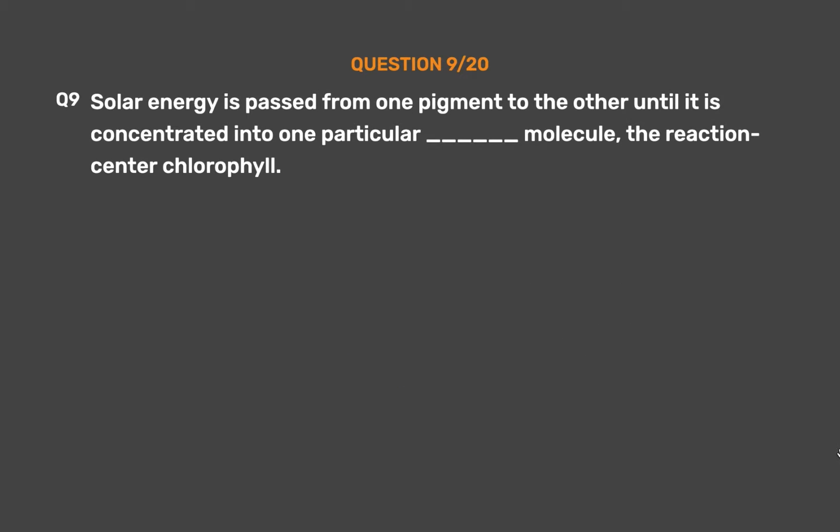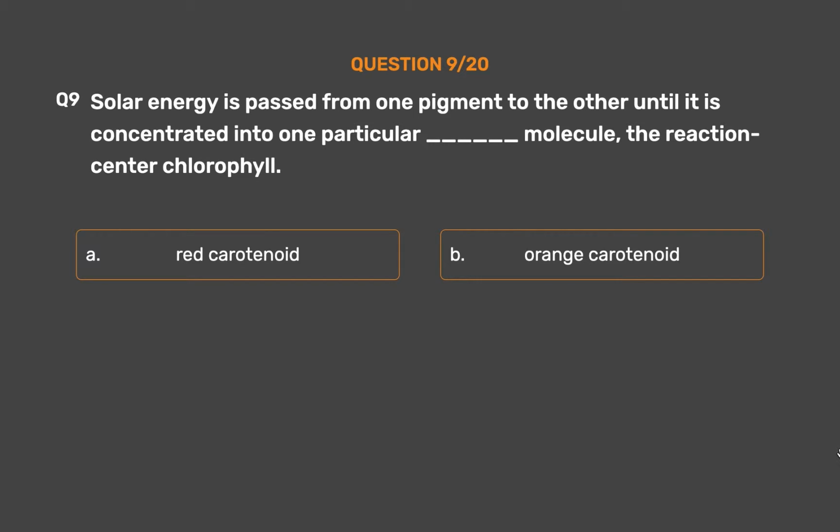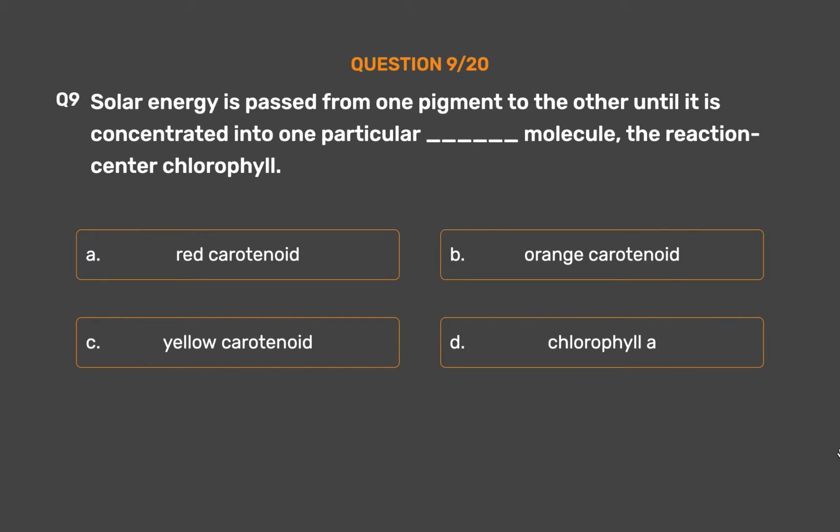Question number 9. Solar energy is passed from one pigment to the other until it is concentrated into one particular molecule, the reaction center chlorophyll. Option A. Red carotenoid. Option B. Orange carotenoid. Option C. Yellow carotenoid. Option D. Chlorophyll A.